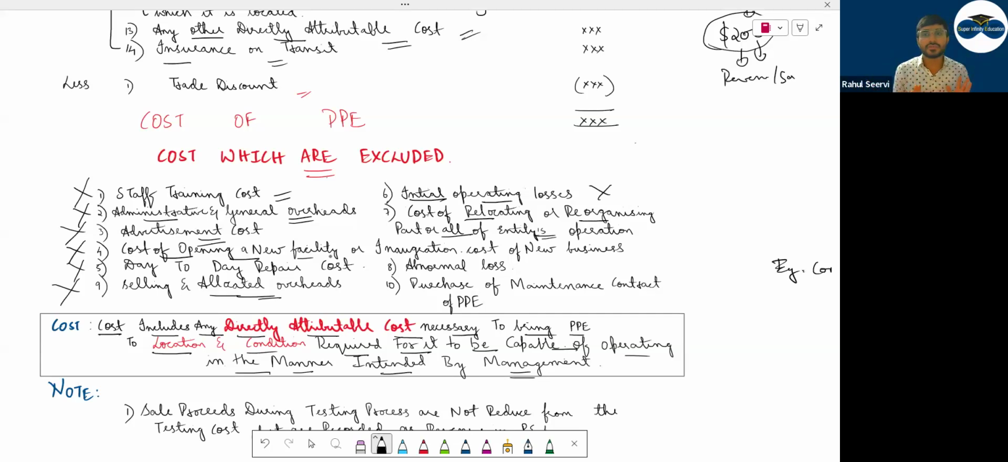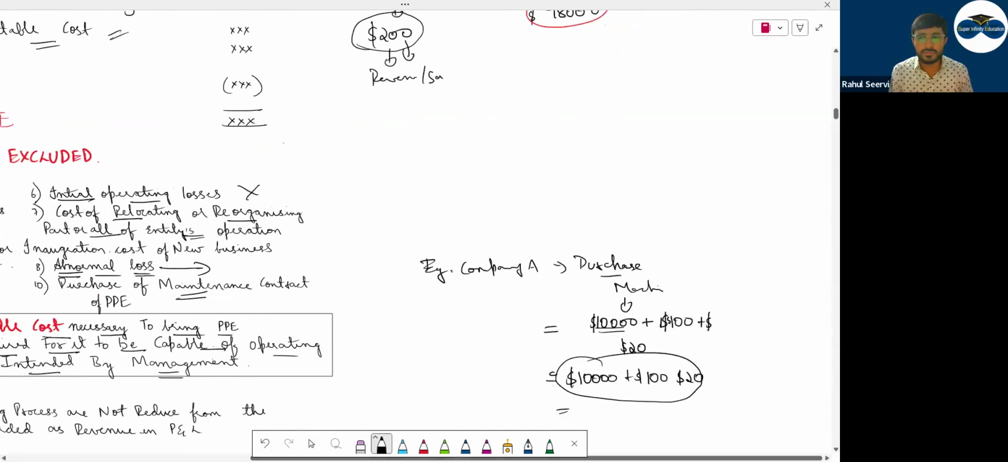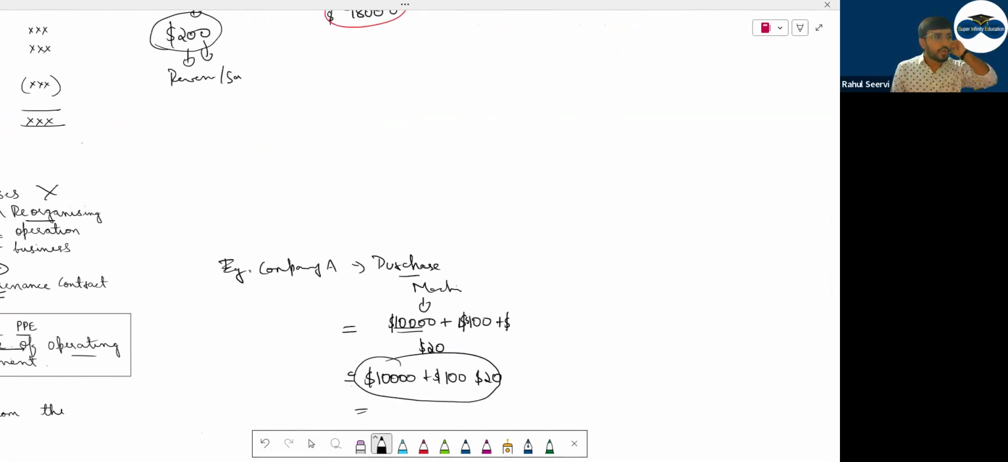It's your headache. Then when you purchase the PP, you purchase a maintenance contract also. You have purchased the maintenance contract that, okay, every year I will pay 1,000 for the maintenance purpose. That 1,000 will not be included. It is a revenue expenditure. It will go to P&L. Then coming to what abnormal losses mean. Can anyone tell me what the term abnormal losses means? Abnormal losses. What does this mean?